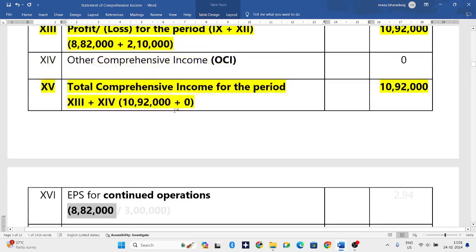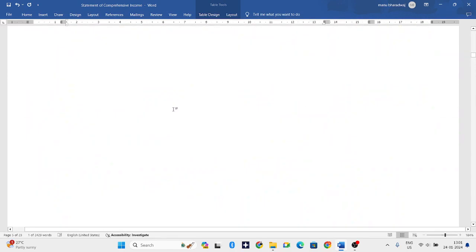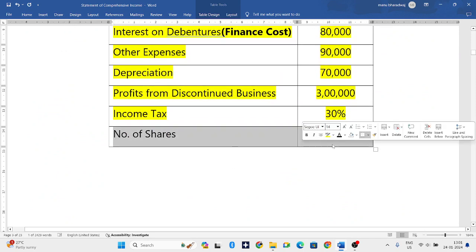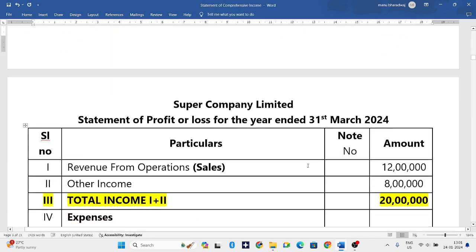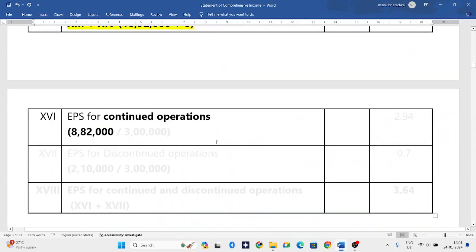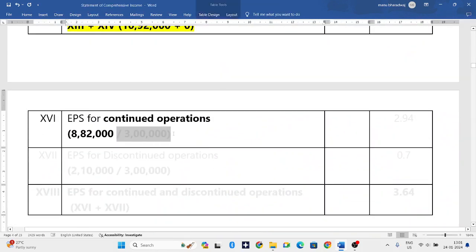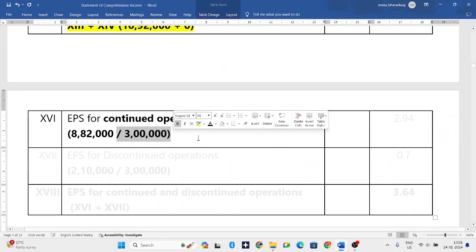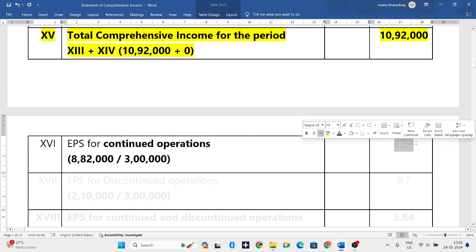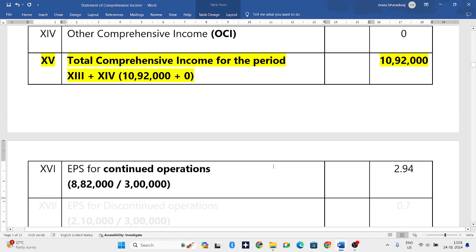number of shares. The number of shares is given in the question. Number of shares is 3 lakh. There are a total of 3 lakh shares in the company. So if we divide 8,82,000 by 3 lakh shares, we get an answer that is 2.94. This is the EPS for continued operations.